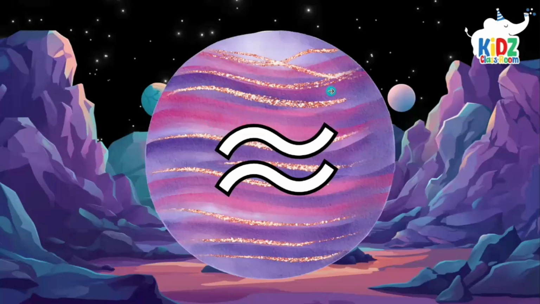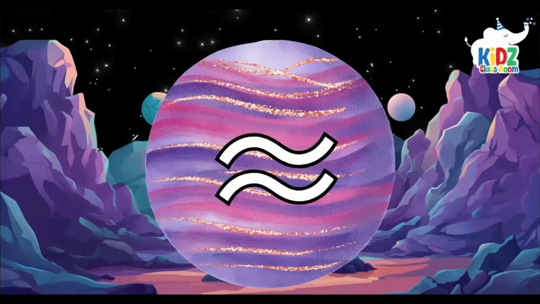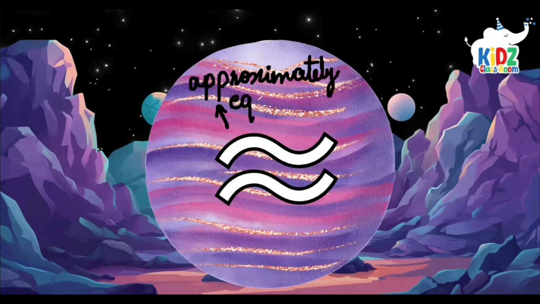And we use this symbol to show that a number has been rounded. And what is meant by this symbol? This symbol means that the number is approximately equal to. Not exactly equal to, but approximately equal to. So it is really important to show this symbol when you are rounding a number.